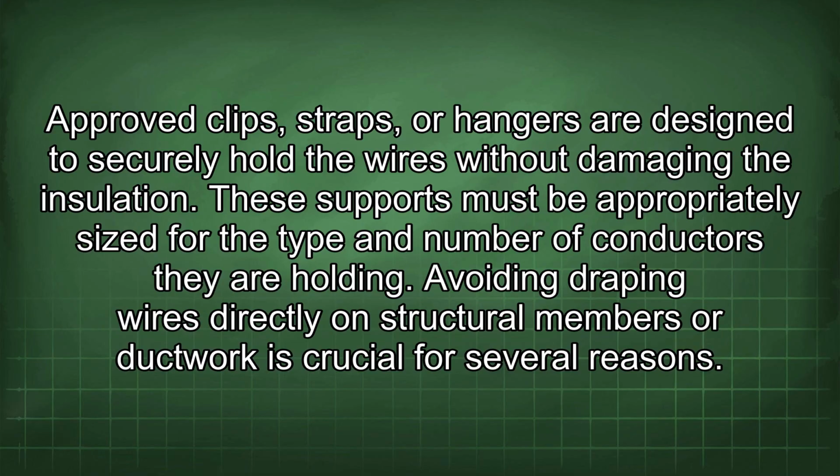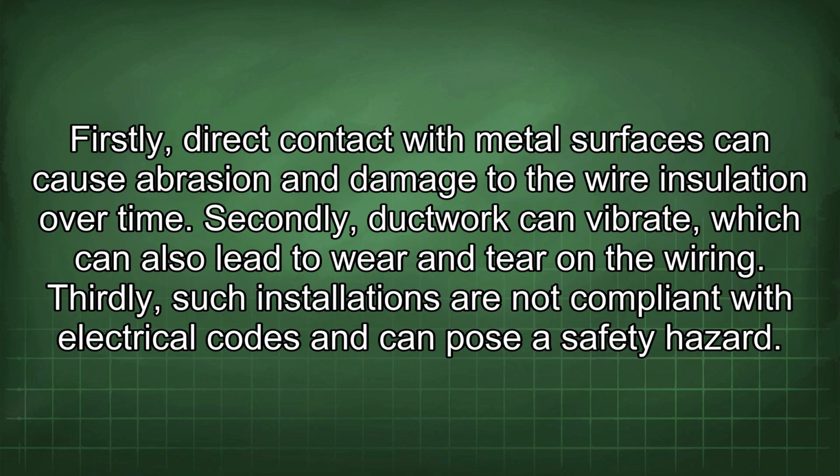Avoiding draping wires directly on structural members or ductwork is crucial for several reasons. Firstly, direct contact with metal surfaces can cause abrasion and damage to the wire insulation over time. Secondly, ductwork can vibrate, which can also lead to wear and tear on the wiring. Thirdly, such installations are not compliant with electrical codes and can pose a safety hazard.